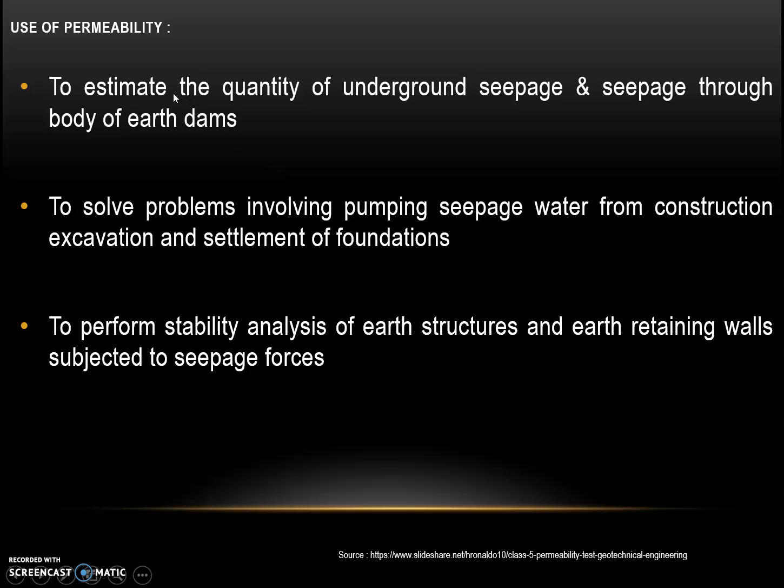Use of permeability. It is used to estimate the quantity of underground seepage and seepage through the body of earth dams. To solve problems involving pumping, seepage water from construction, excavation and settlement of foundations. To perform stability analysis of earth structures and earth retaining walls subjected to seepage forces.